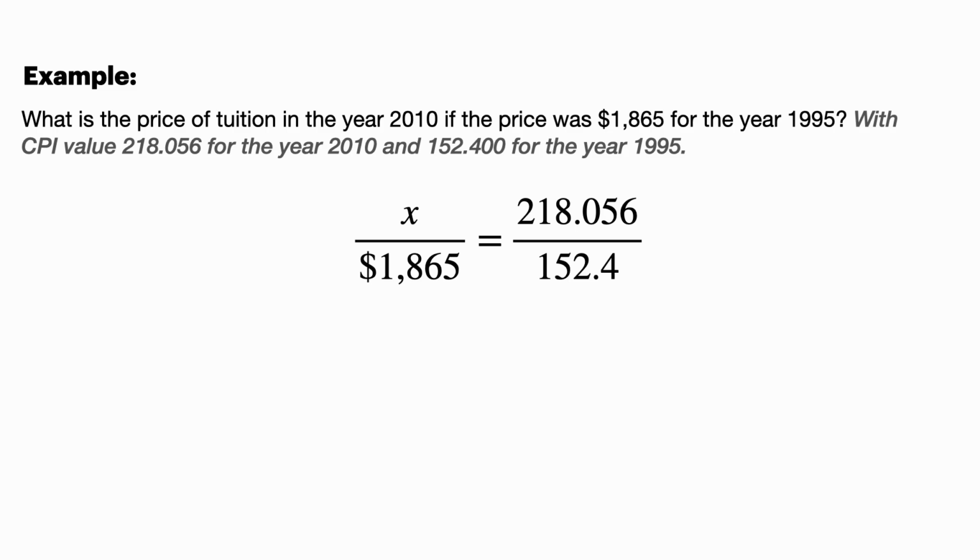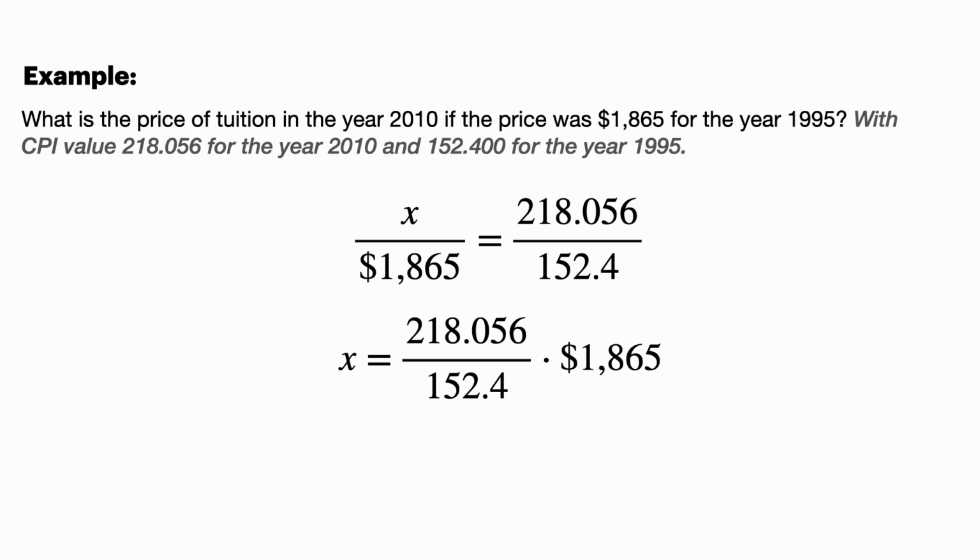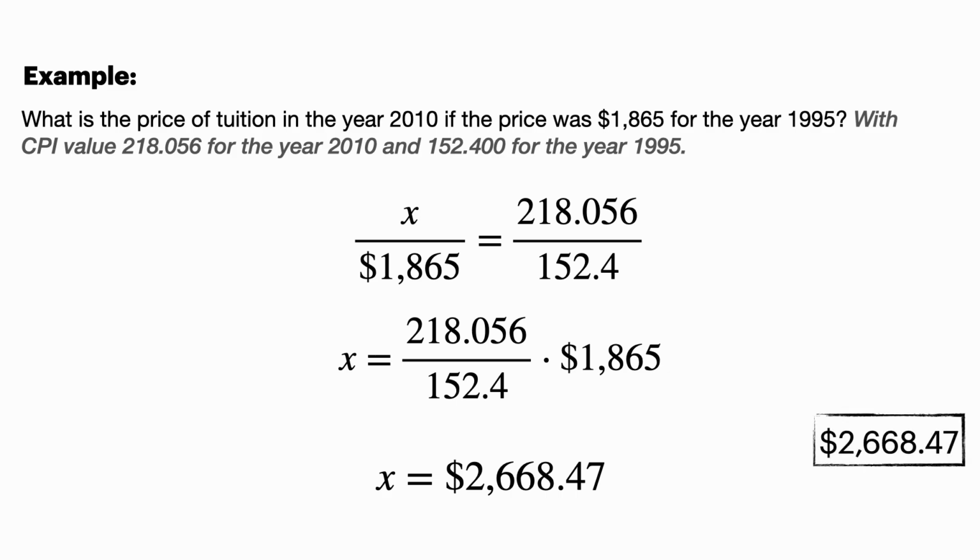I can multiply both sides by 1,865 to find this tuition. I found $2,668.47 was the price of tuition in 2010 if it followed perfectly with inflation. Would you agree? Would you disagree? Do you think that college cost between $2,000 and $3,000 in 2010? Well, I can tell you it didn't.